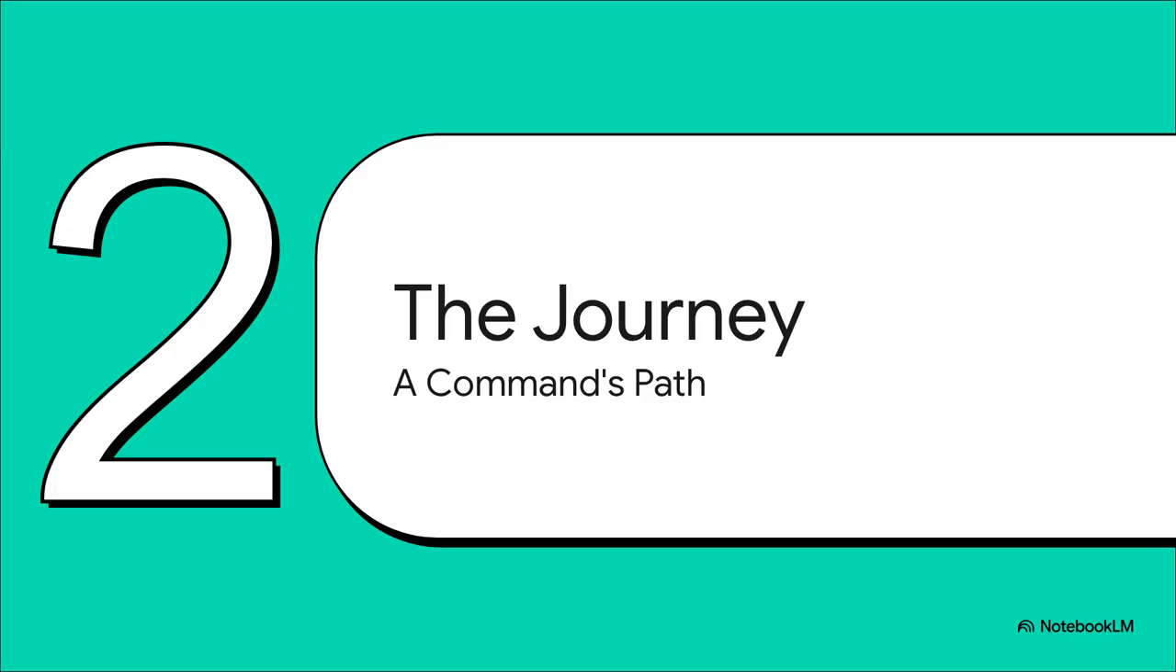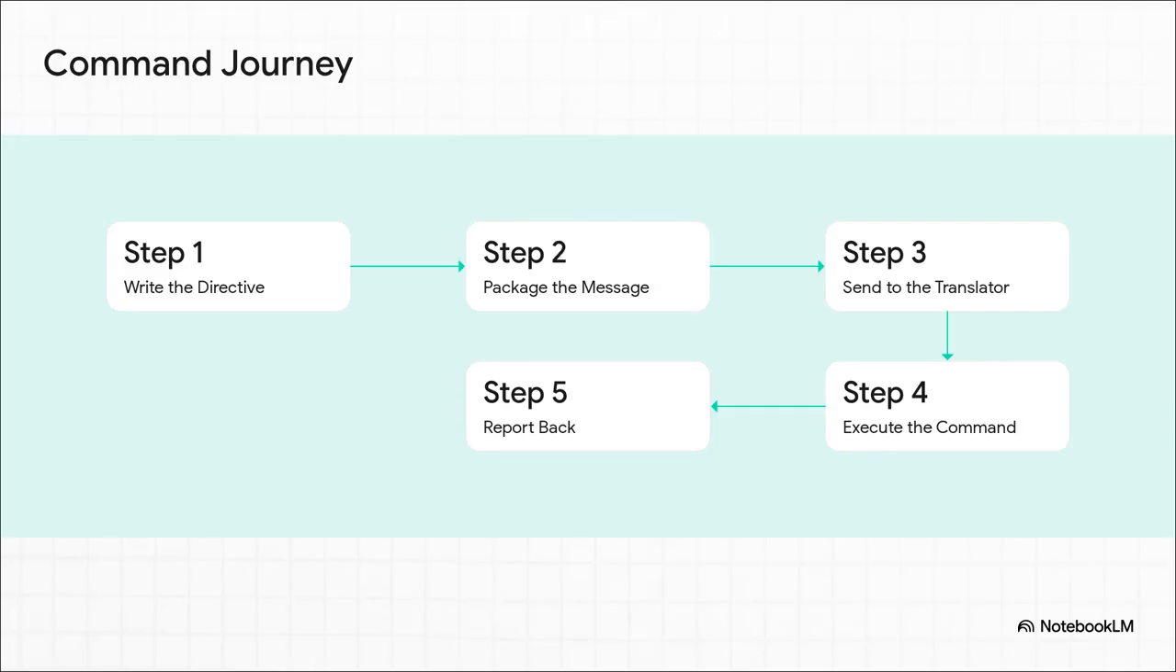We'll see how this all unfolds in 5 pretty clear steps. All right, so here's the roadmap for our command's journey. It all starts with you, writing the directive in your code. Then, that directive gets packaged up, sent over to the translator, our driver, and then, finally, it gets executed. But wait, there's one more crucial step. The browser reports back, which completes the whole cycle. Let's break that down just a little bit more.